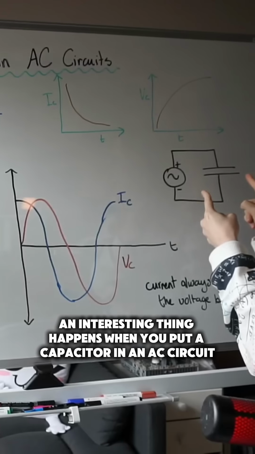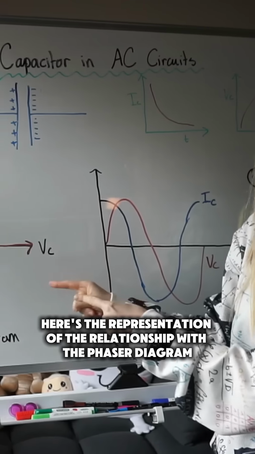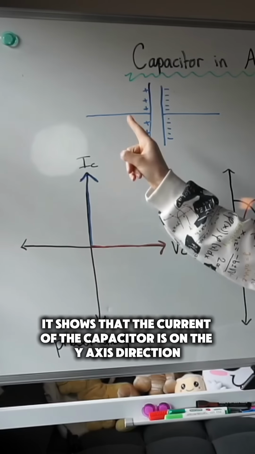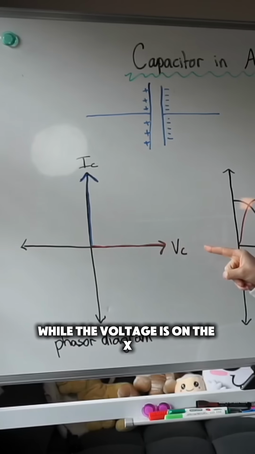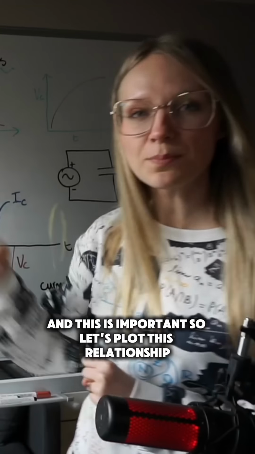And an interesting thing happens when you put a capacitor in an AC circuit. Here's the representation of the relationship with a phasor diagram. It shows that the current of the capacitor is on the y-axis direction, while the voltage is on the x. And there's a 90-degree relationship between them, and this is important. So let's plot this relationship.